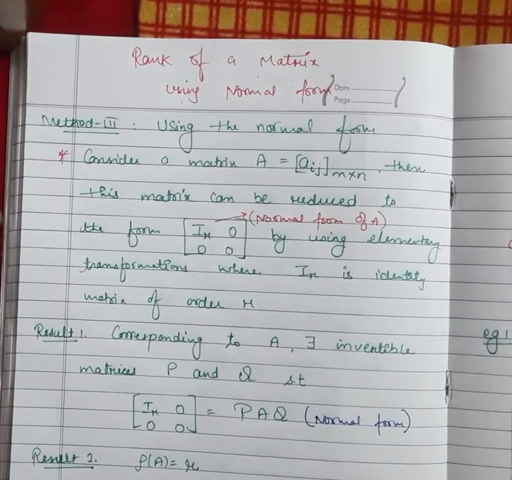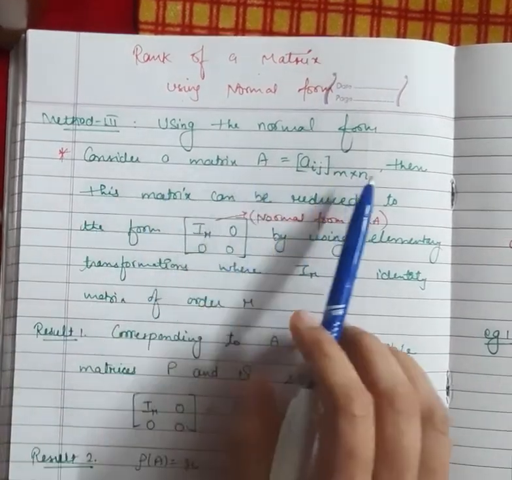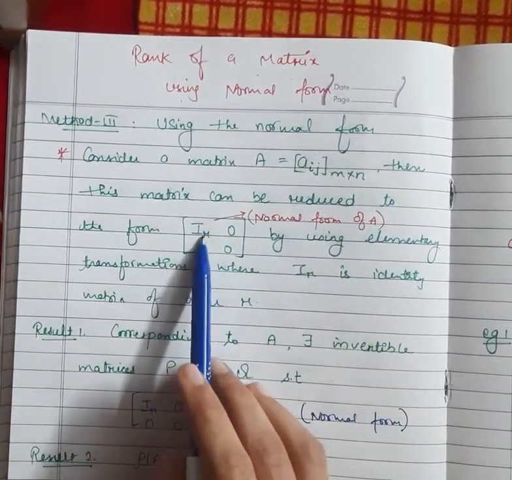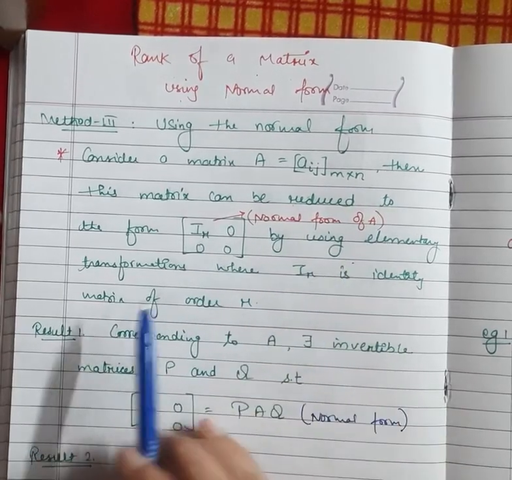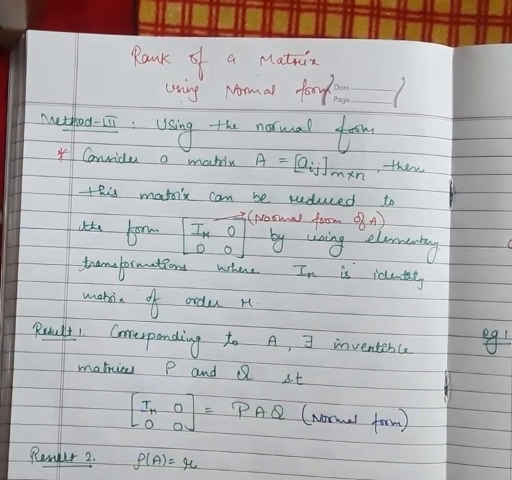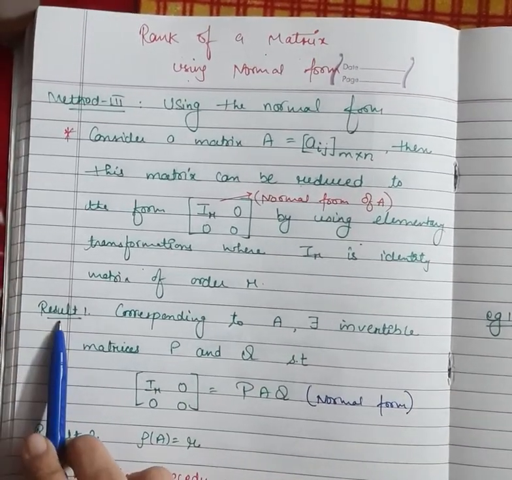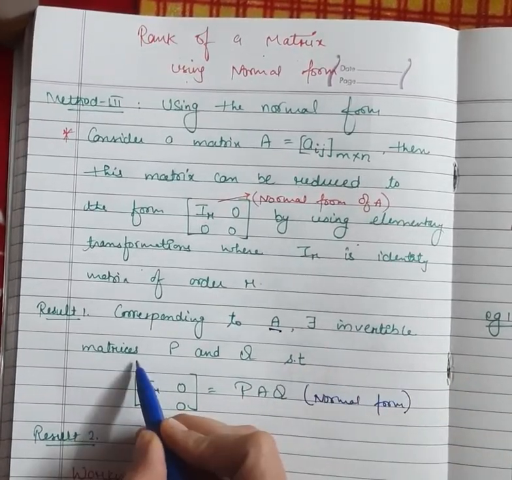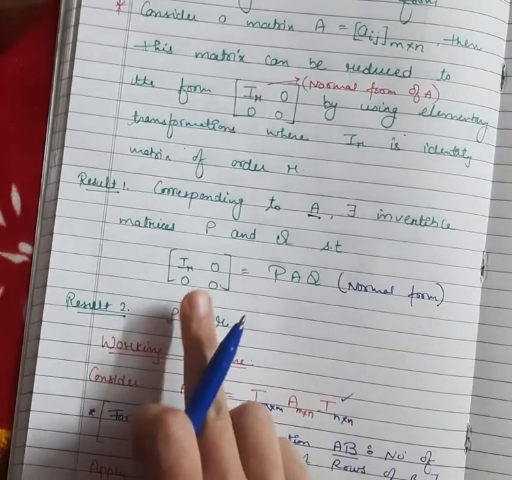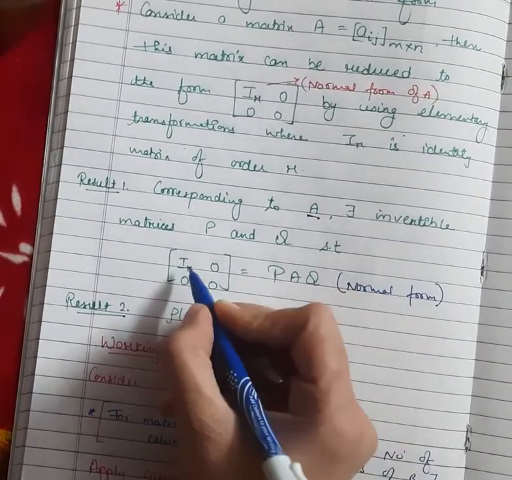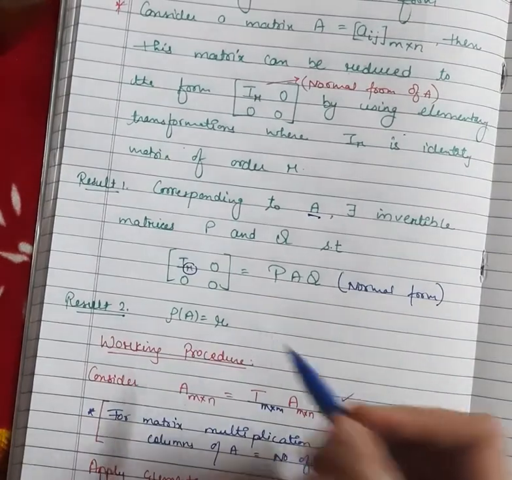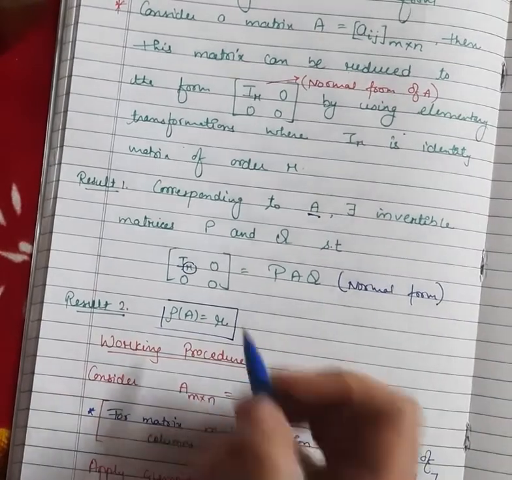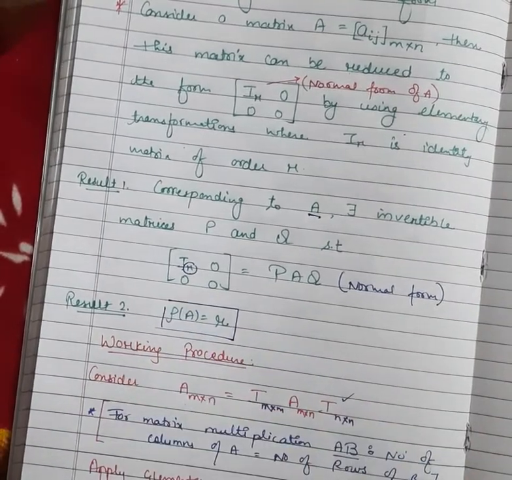Now let's summarize everything. Consider matrix A whose order was m cross n. Then we will reduce this matrix to the normal form by using elementary row transformations and column transformations. Then we can say the result achieved here is that corresponding to every matrix A, there exist invertible matrices P and Q such that A can be transformed into normal form, and this R, which was the order of the generated identity matrix, is known as rank of matrix A. We can say this R gives us the rank of our matrix.